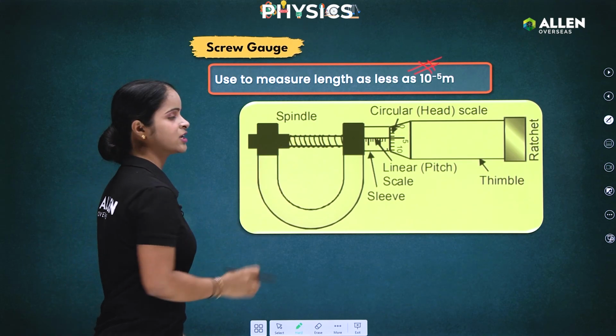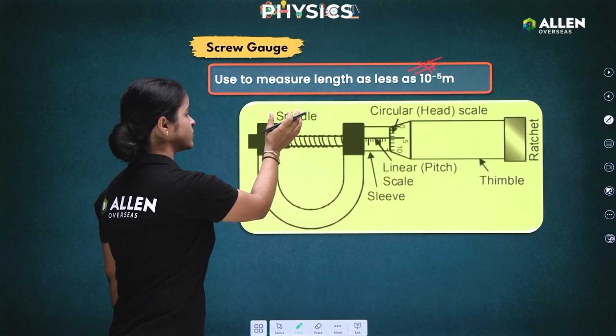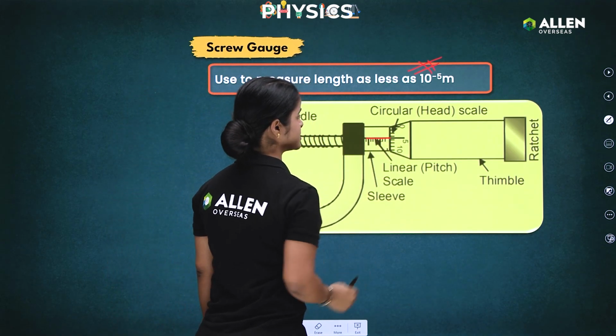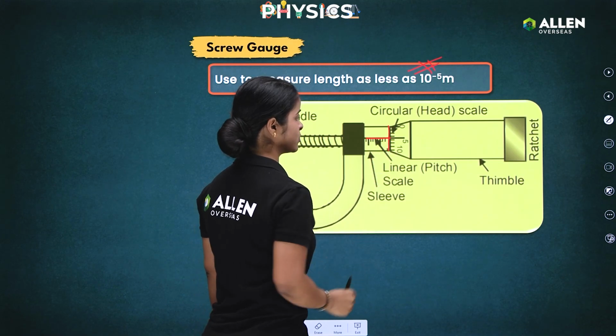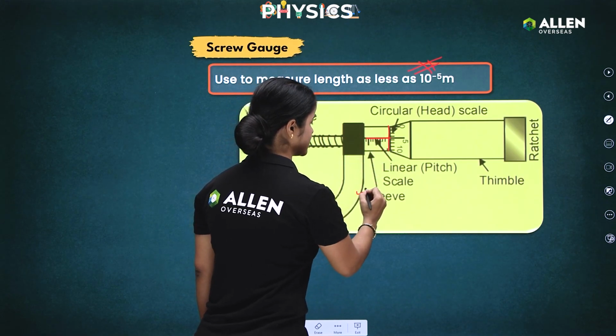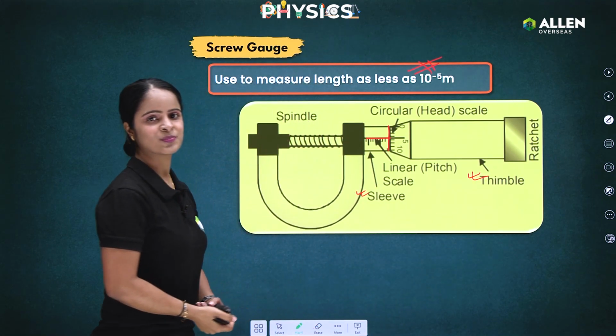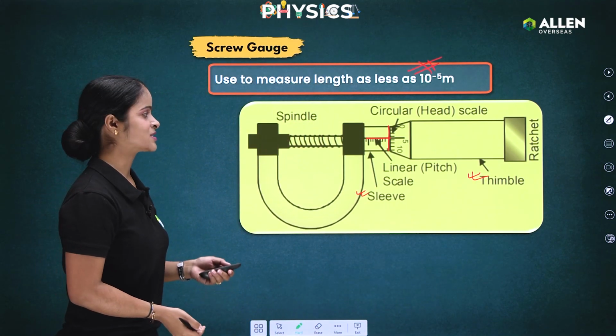These two rods are named as jaw. At the same time, this portion is named as spindle. This line is named as main scale, whereas this line is named as circular scale. This portion is named as sleeve, whereas this portion is named as thimble. Hope it is clear. So let's move ahead to the next slide.